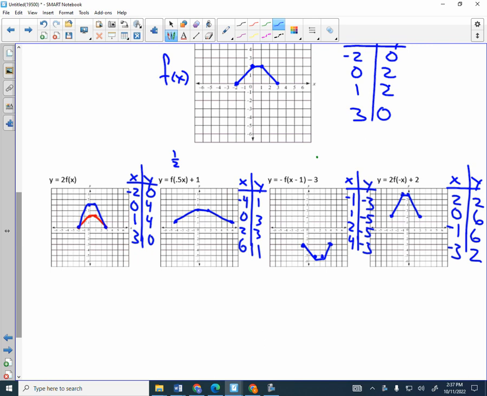And it should look like the red one, but it should be stretched, which it is. It should be flipped, so instead of heading off to the right, it should head off to the left, which it is. And it should be shifted up 2, which it is. So I know I've done it correctly.